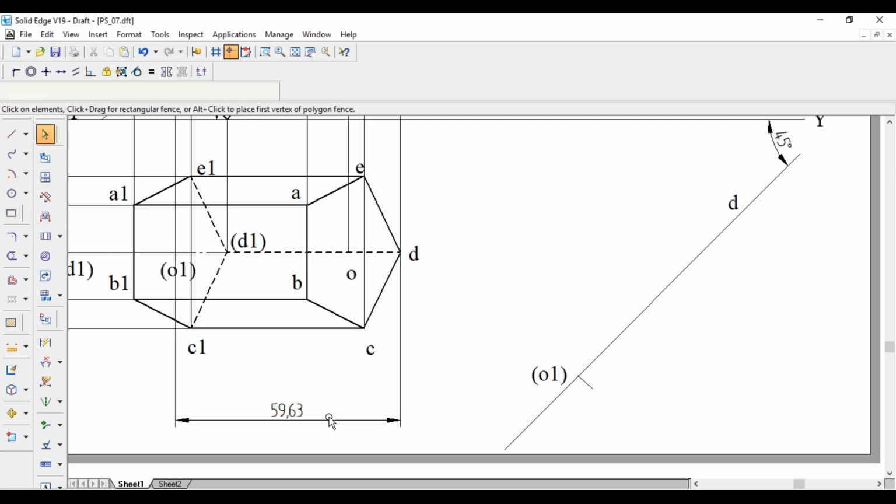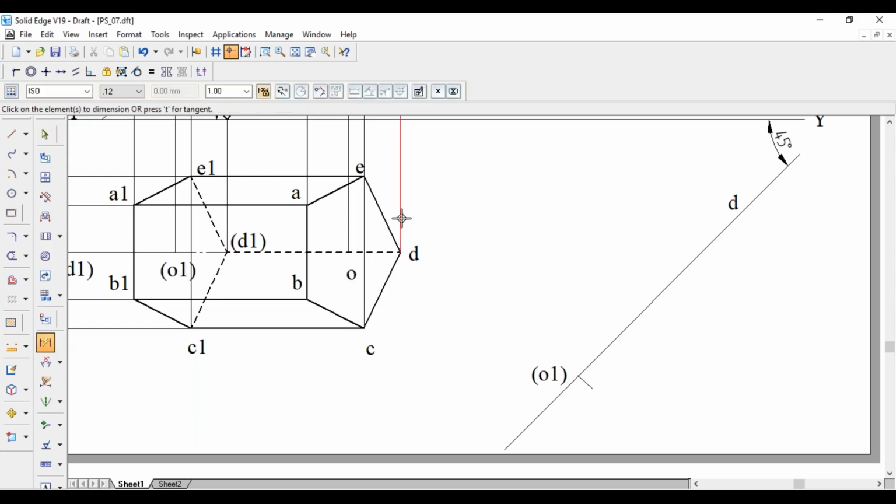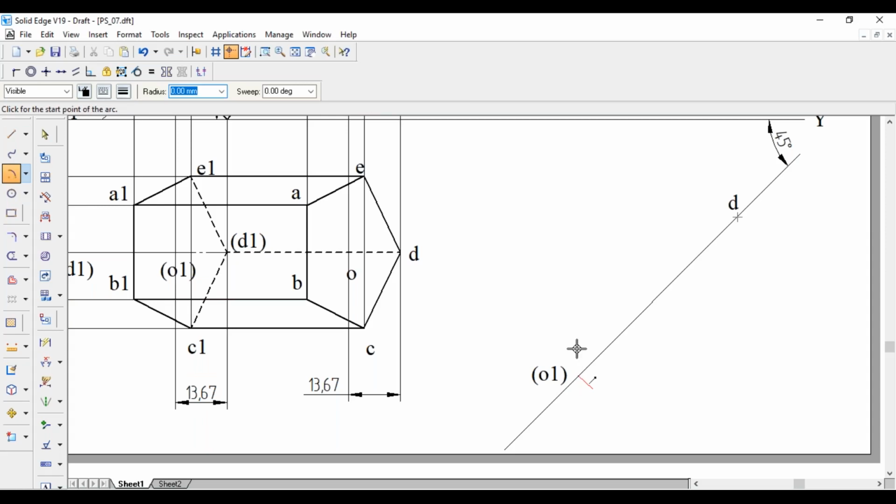We'll measure that. D to O, it is 13.67. Similarly, D1 to O1, 13.67. So O1 as center, 13.67 mm as radius, cut an arc. We'll get D1. Similarly, D as center, draw another arc of 13.67 to get O.